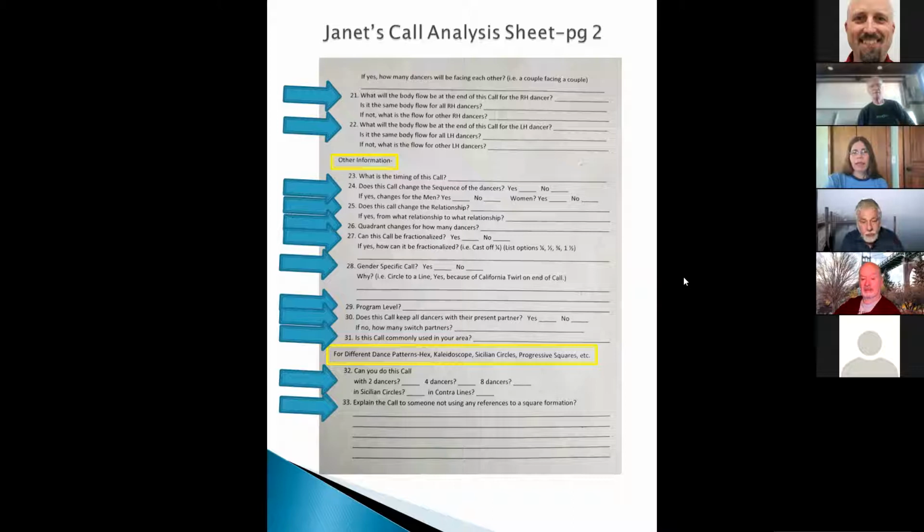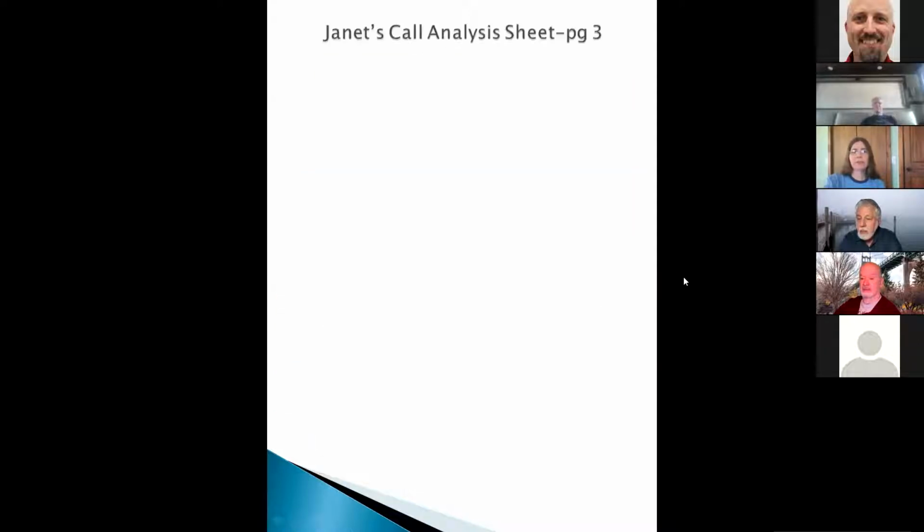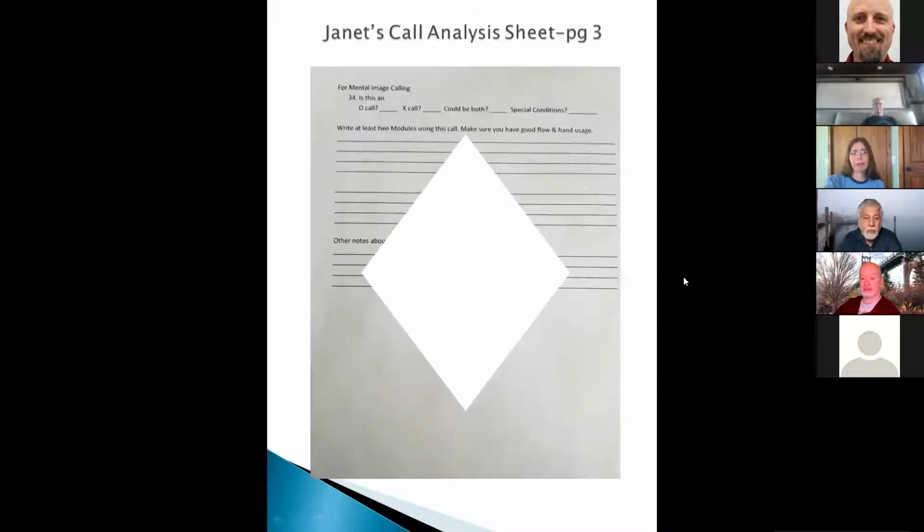And then if I were to explain that call, not using a square formation, because obviously if we're in Sicilian circles, that's not a square formation. And the kaleidoscope may be hard to explain in a square formation. So how would you explain that call if it was not in a square or related to a square? Yes, we have a page 3.